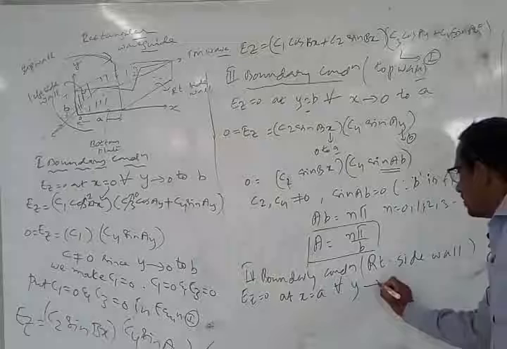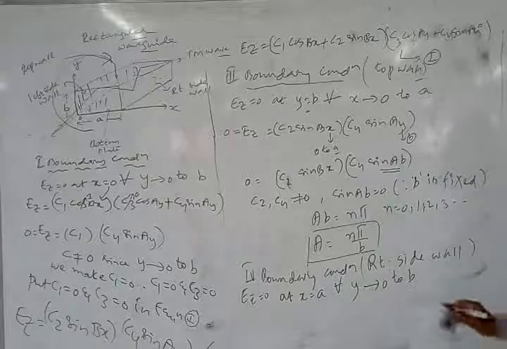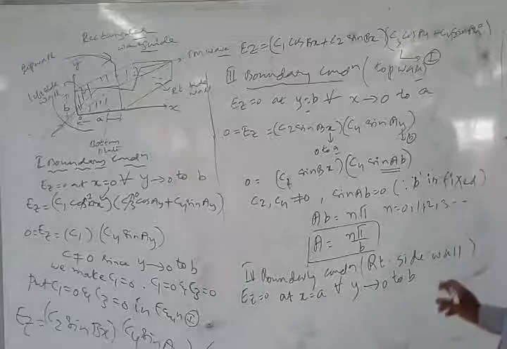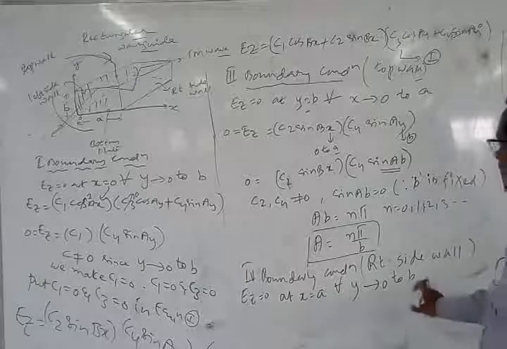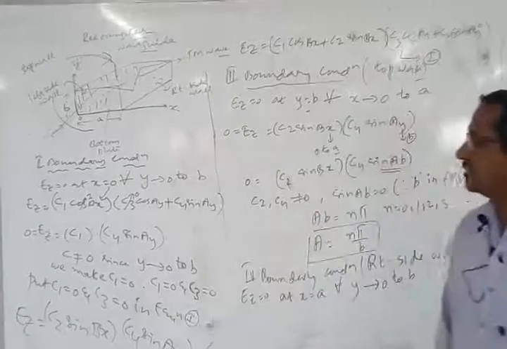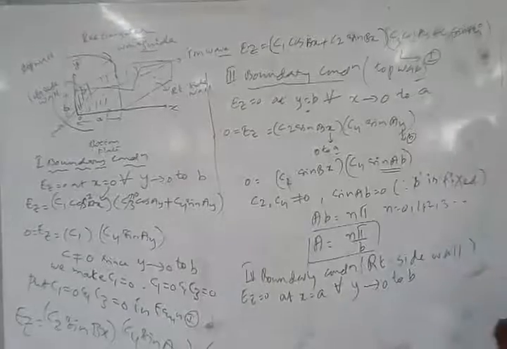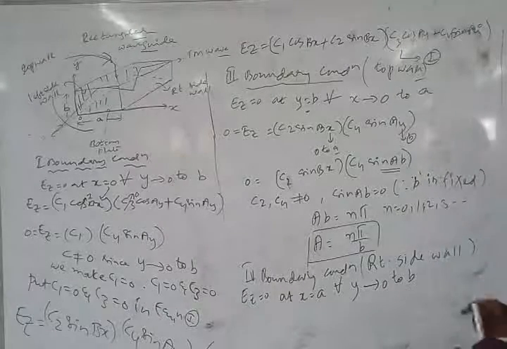So y is varying between 0 to b, which is the height of the waveguide. Now I have to substitute these values in the above equation. The result after the second boundary condition is the condition which we are going to consider. Now I have to substitute in the same equation.